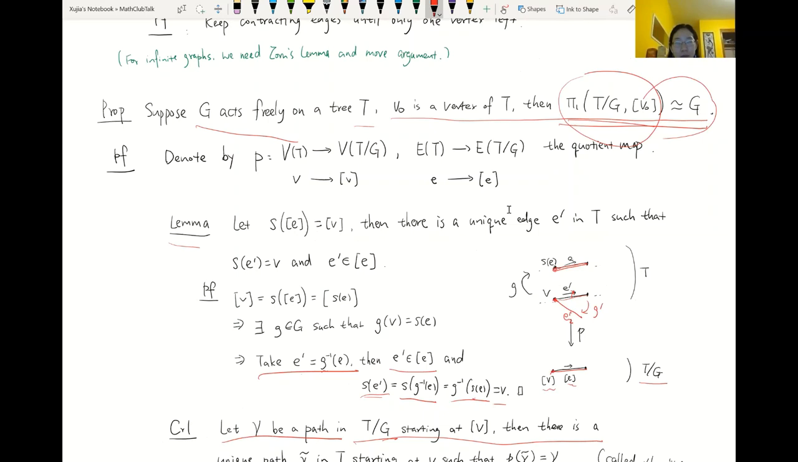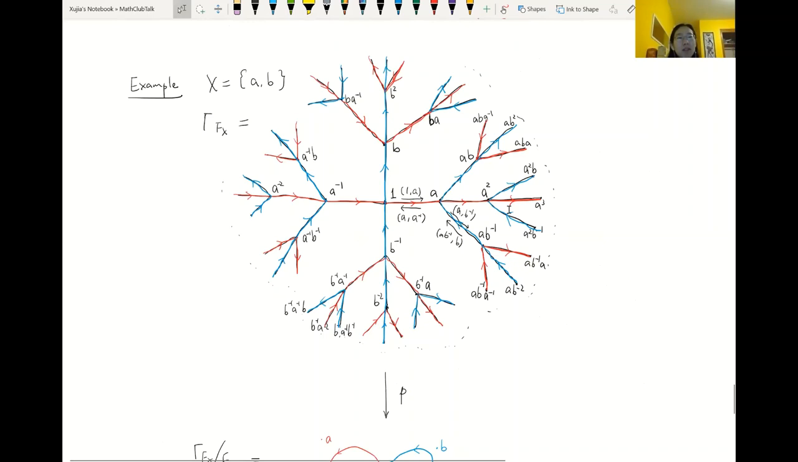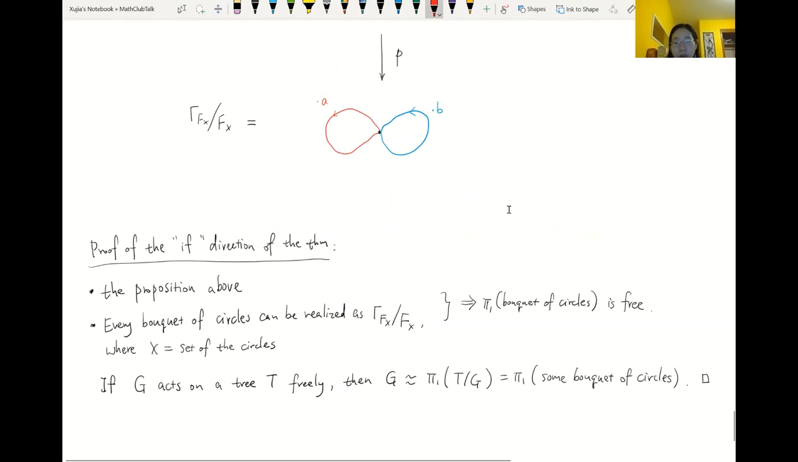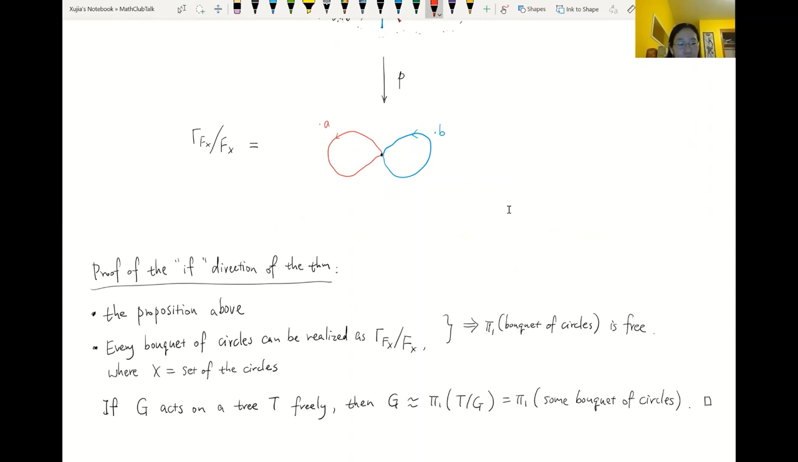Okay, we don't have enough time to go through this nice picture, but anyway, now we can prove the if direction of the theorem. The proposition above, together with what we know from before, that every bouquet of circles can be realized as the quotient graph of a free group by its left action, tells us the fundamental group of a bouquet of circles is free, because the fundamental group of a bouquet of circles is the fundamental group of such a quotient graph, which is isomorphic to this group by this proposition.